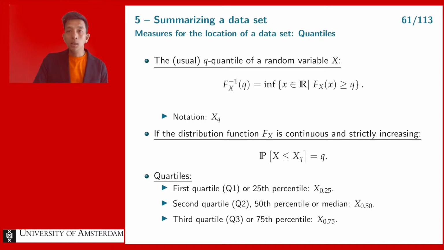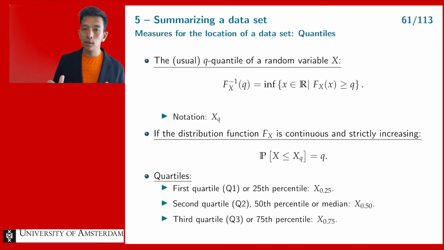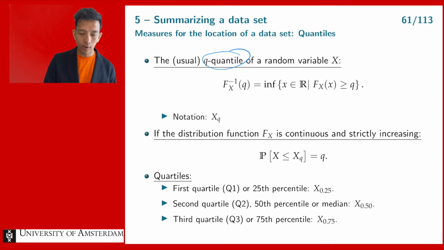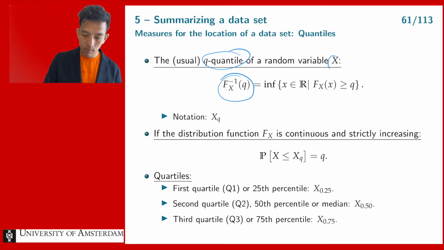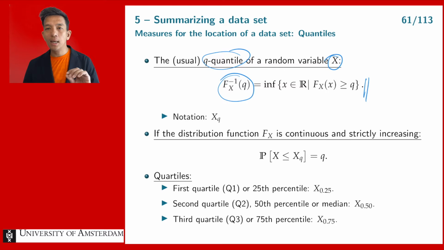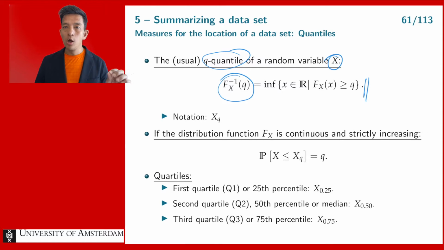We discussed the mean and the median as measures for the center of the data. And with center, we mean we try to find the middle of your data set. Let's now be a little bit more general and try to find the location of your data. And that we do with the Q quantile. And the Q quantile of a random variable X is defined in this way. And I made a separate video to discuss this Q quantile in detail.